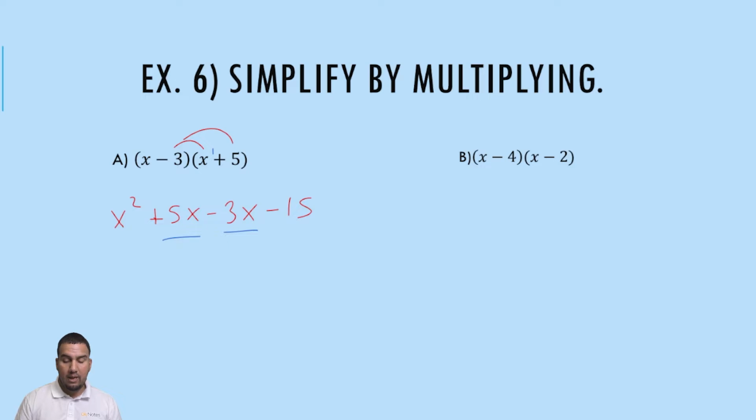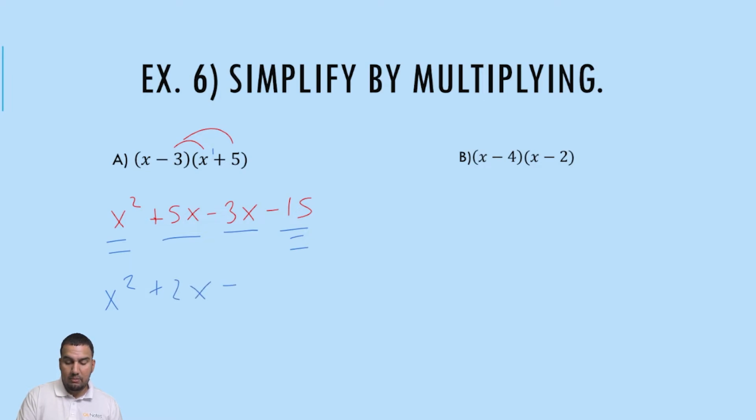So when I combine them, I'm going to go from highest degree to lowest degree. x squared is by itself and 15 is by itself. So I'm going to go from highest degree to lowest, which is going to be x squared, because there's nothing to combine it with. The middle is going to be 5x minus 3x, so I'm going to combine that, so it's just going to be positive 2x.